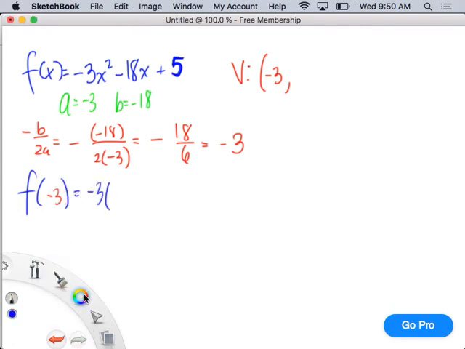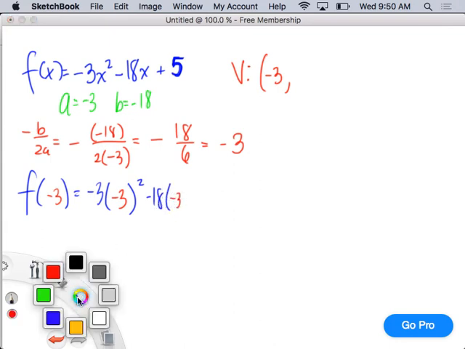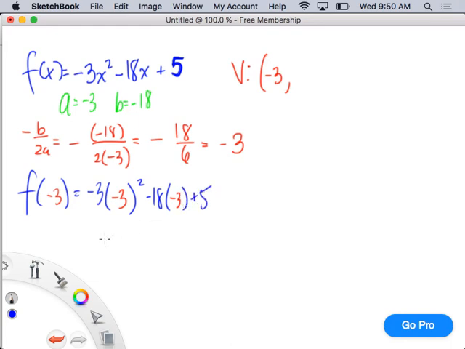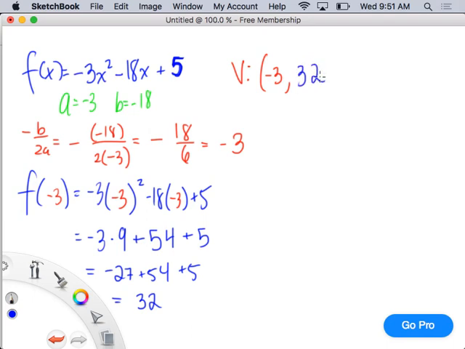Equals negative 3 times negative 3 squared, minus 18 times negative 3, plus 5. This equals negative 3 times negative 3 squared is 9. Minus a negative, so it's positive. 18 times 3 is 54. Plus 5. Negative 3 times 9 is negative 27, plus 54, plus 5. Negative 27 plus 54 is 27. Plus 5 is 32. So there you go. You guys got that? Any questions on that?